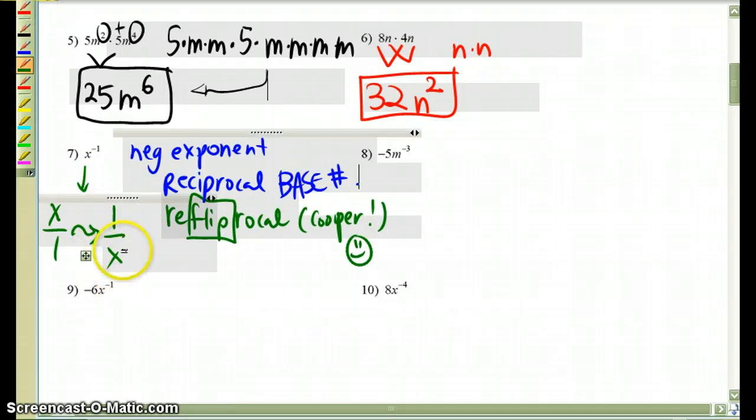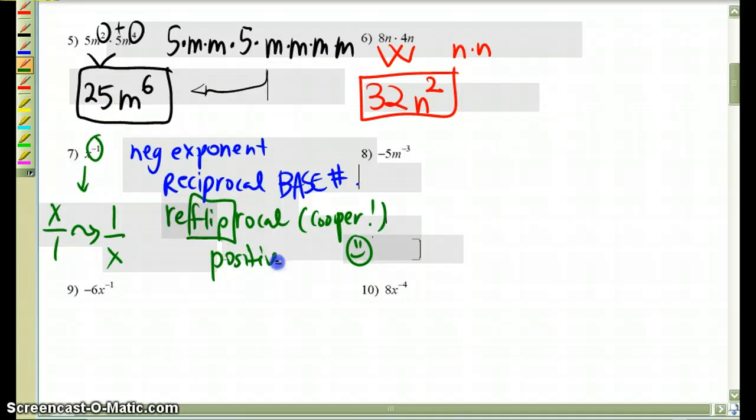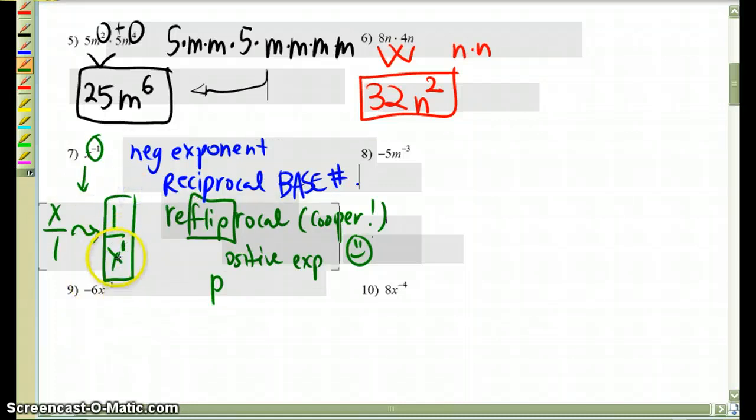So 1 over x would be the reciprocal. And that negative now can turn into a positive because I want a positive exponent. And the positive 1 goes here next to x, and I don't even have to write it there, but I will because I want to. So there's my answer. 1 over x is basically my final answer, 1 over x.